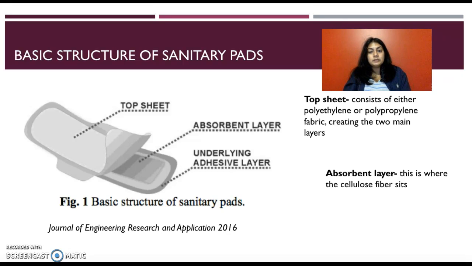The top sheet consists of polyethylene or polypropylene fabric, creating the two main layers between the pad. The absorbent layer is where the cellulose fiber sits. Recall that cellulose fiber has a massive advantage of being very highly absorbent and tough, which basically makes it the perfect material to be inserted into the middle of the sanitary pad.